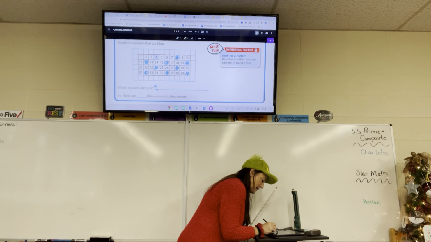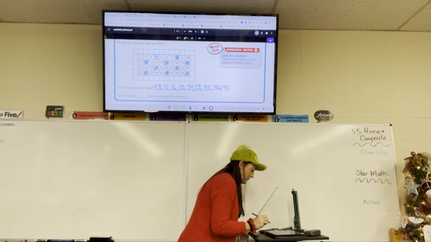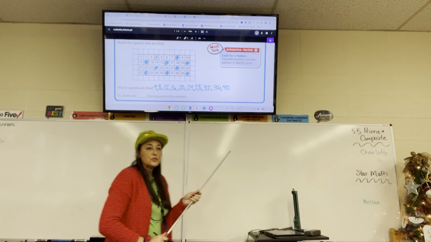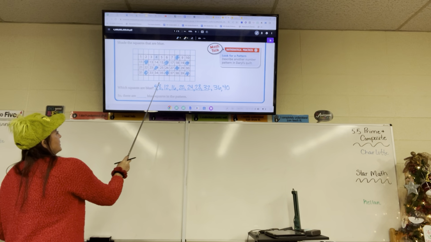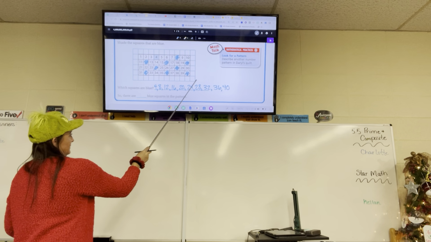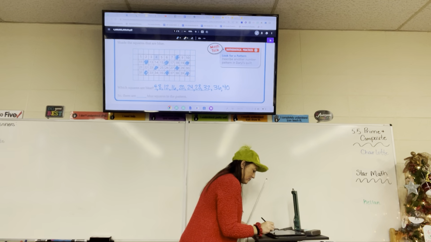Very good. So it wants to know which squares are blue. So that is 4, 8, 12, 16, 20, 24, 28, 32, 36, and 40. So how many blue squares are in the pattern? 1, 2, 3, 4, 5, 6, 7, 8, 9, 10. So there are 10 blue squares in the pattern.